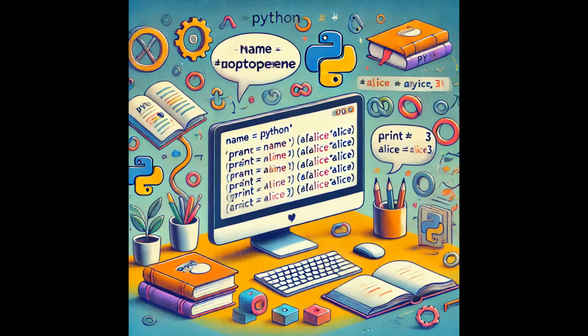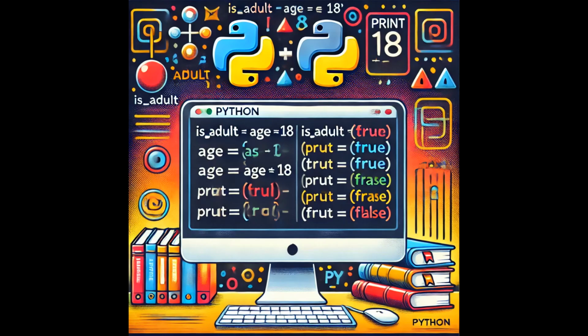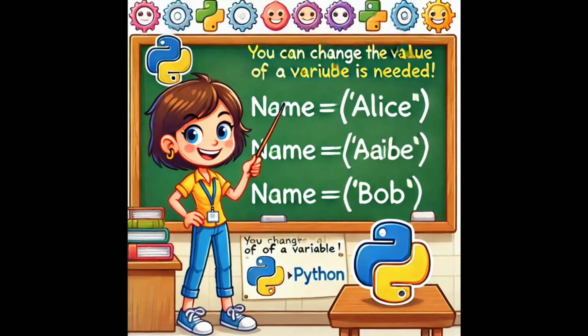2. Operations with strings. You can combine strings or repeat them. name equals "Alice". print(name + " Johnson") is concatenation. print(name * 3) is repetition. print(name[0]) is access to the first symbol.